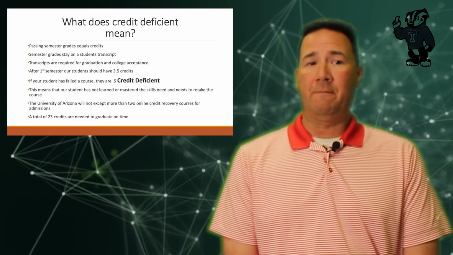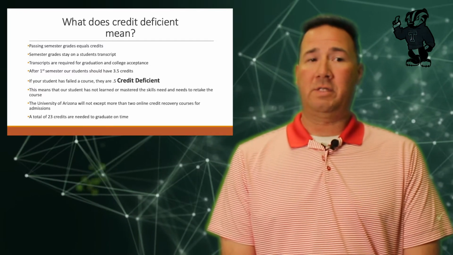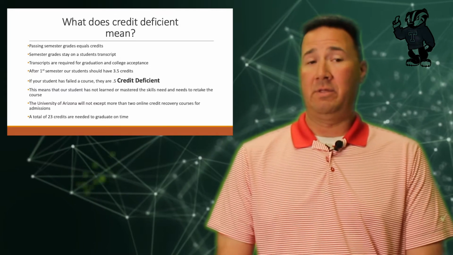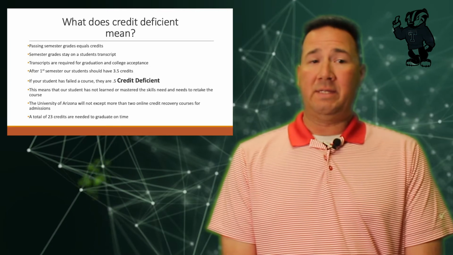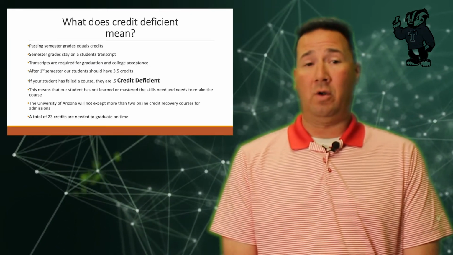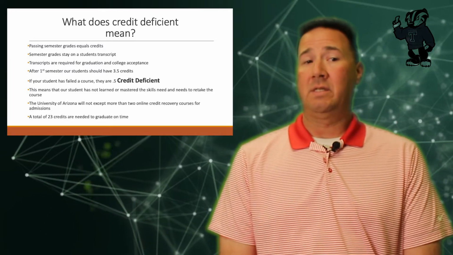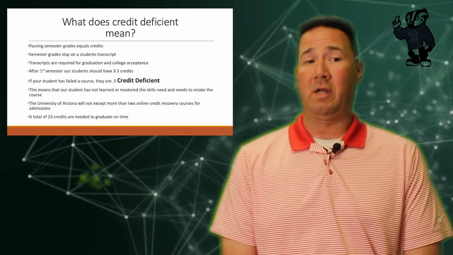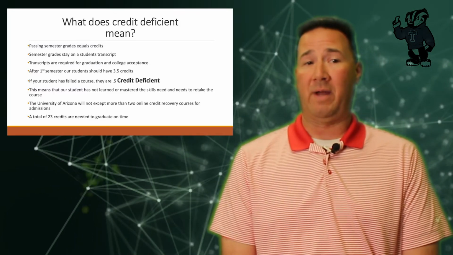After first semester, all freshman students should have 3.5 credits. So if your son or daughter has failed one course, they're half a credit deficient. The more courses they fail, the more credit deficient they are. So what that means is they have not learned or mastered the skills needed to pass the course. So now they have to retake the course. Also remember that for college acceptance, the University of Arizona and most major colleges will only accept 2 credit recovery courses. Also remember that you need a total of 23 credits to graduate from high school.